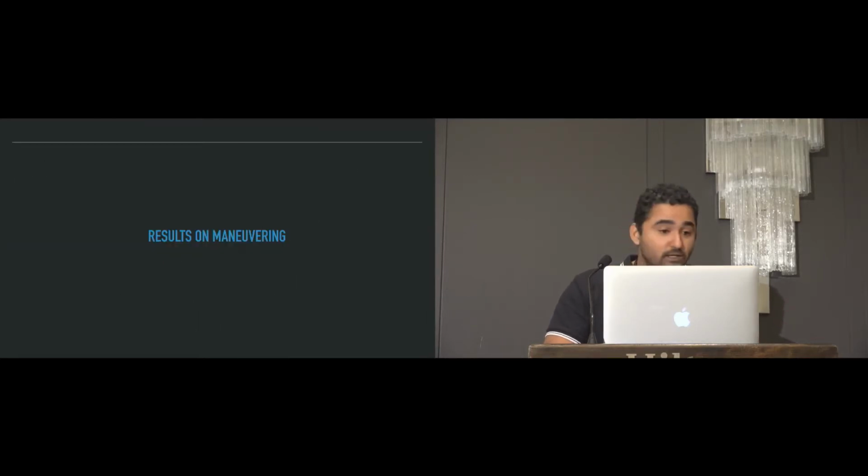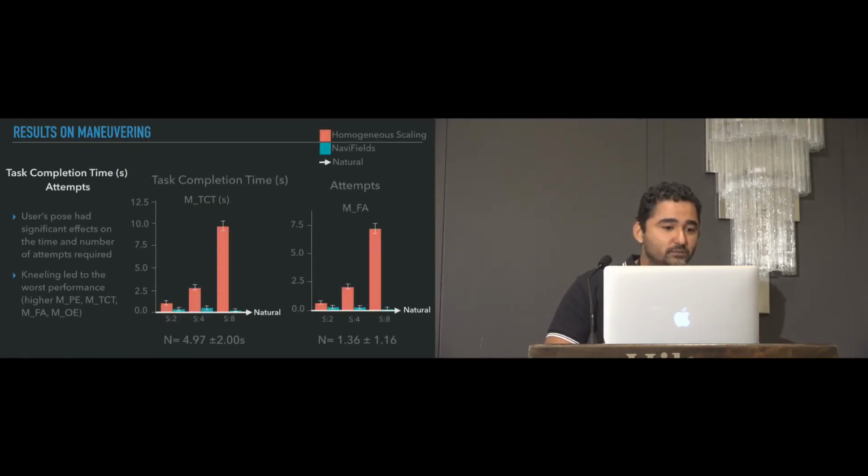Now let's take a look at the results in maneuvering. In terms of task completion time and the number of attempts, we found significant differences in all conditions if we compare NaviFields versus homogeneous scaling. But the interesting thing here is that if we compare NaviFields versus natural interaction, we found no significant differences in any condition tested in this experiment. That means that NaviFields behaves like natural interaction when we are in this maneuvering task, in high precision tasks.